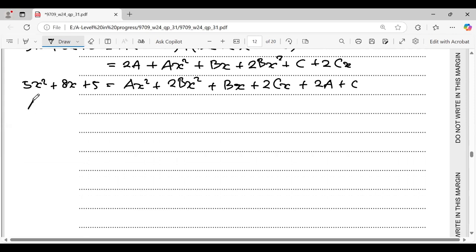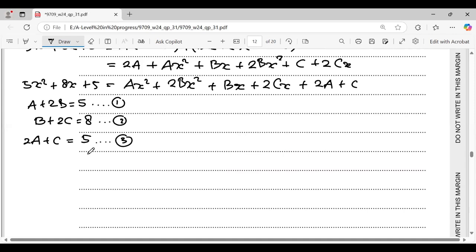First equation, a plus 2b equal 5. The first equation. The second equation, b plus 2c equal 8. This is the second equation. And the third equation, 2a plus c equal 5. This is the third equation. Now, from the third equation, we can set c equal 5 minus 2a.